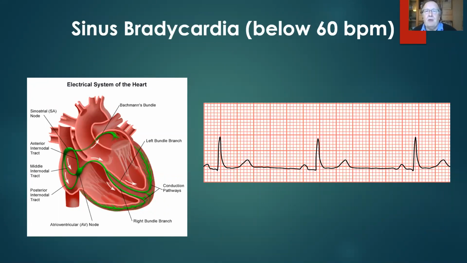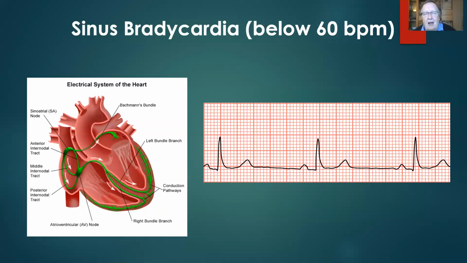Here we have bradycardia, a slow heart rate. We can see straight away that the gap between the QRS complexes is much longer than we would normally see. The rhythm is regular. There are P waves present. There's a QRS complex after the P wave. There's a P wave before every QRS complex. The PR interval is of normal duration. The QRS complex is of normal duration.